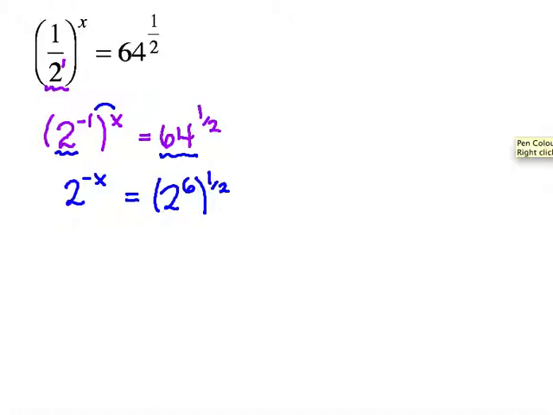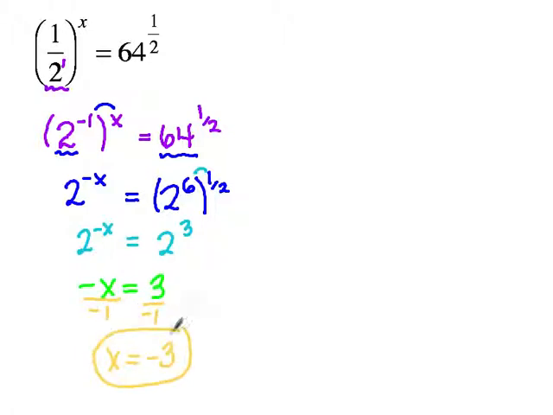Okay? So then now, real quick, let's go ahead and distribute 6 to the 1/2. And what do I get? 2 to what power? The third. So then now I have the same base. What do I do with exponents? Set them equal. So negative x equals 3. What do you do now? Divide by -1. So x equals -3.